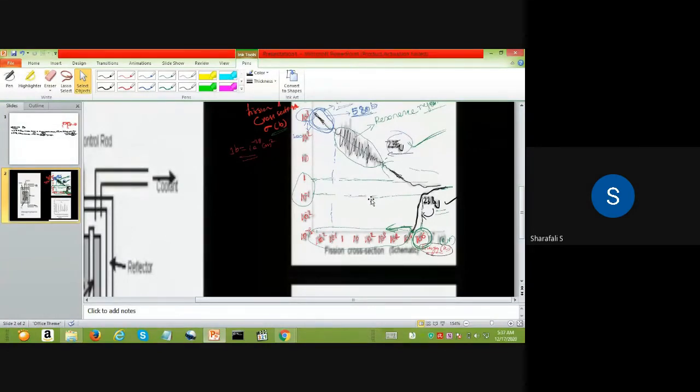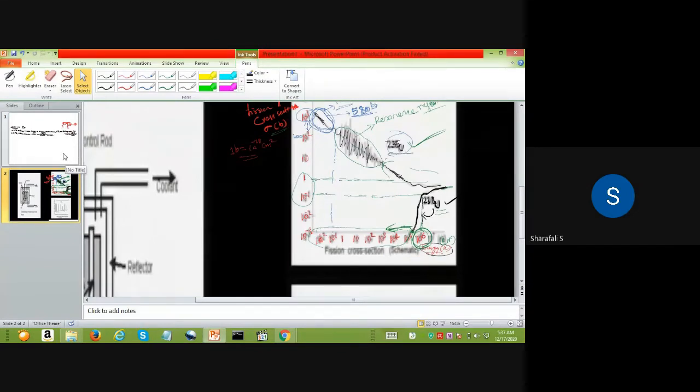When you increase the neutron energy beyond the thermal energy, you again have a decreasing fission cross section, and you have some resonance region showing some ups and downs in the fission cross section, and then again it is decreasing when you increase the neutron energy. So all these points, you just note them down.